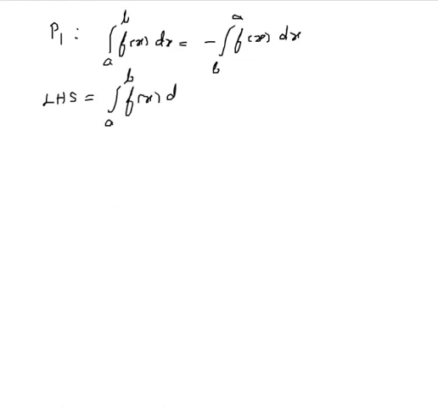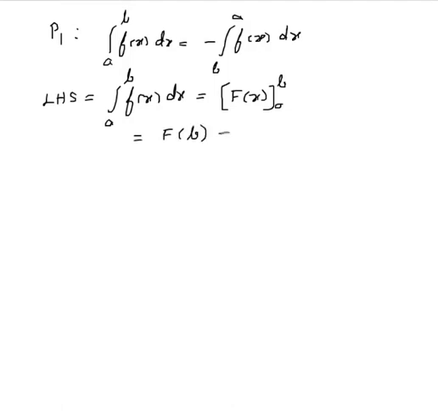Integral a to b f of x dx is equal to minus integral b to a f of x dx. If you interchange the limits, you have to write a minus sign. This property can be proved easily using second fundamental theorem of integral calculus. Let us take the left hand side, integral a to b f of x dx. Let the integral answer be capital F of x and the limits are a to b.